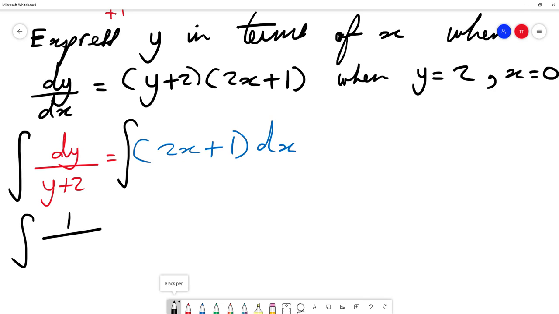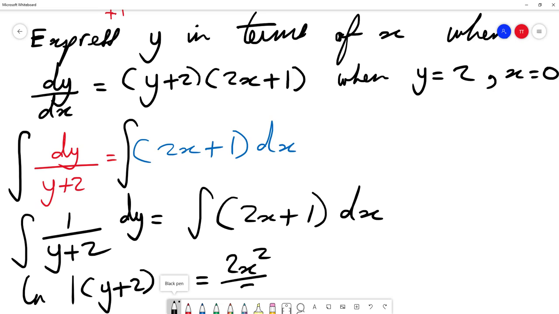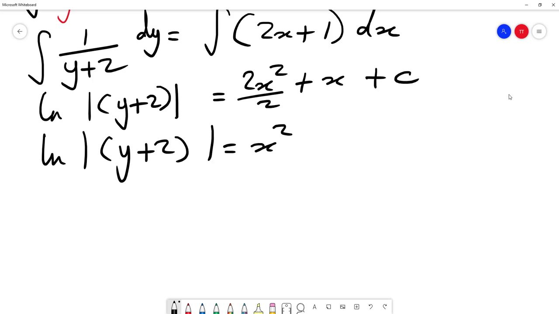A nice way to write this is the integral of 1 over (y plus 2) dy, and the other side is 2x plus 1 integrated with respect to x. So that gives me ln mod (y plus 2) equals 2x squared over 2 plus x plus c. So now I can get ln mod (y plus 2) equals x squared plus x plus c.